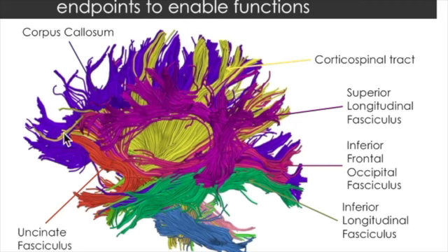Again, I'm not expecting you to memorize all these names of white matter pathways in the brain, but you do have to know that they're generally named after the direction in which they're aligned, and also after the gray matter endpoints that they connect.